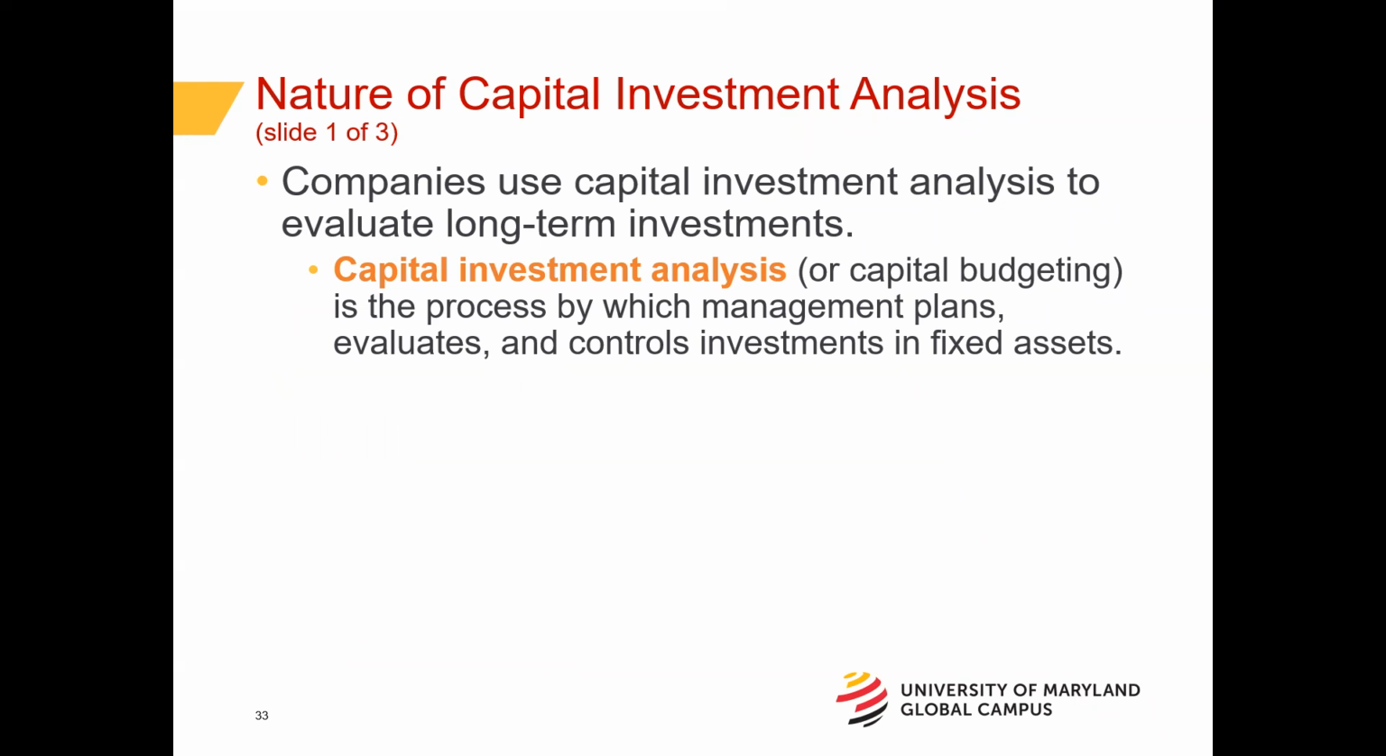What is capital budgeting, you might be asking? Capital budgeting is the process by which management plans, executes, and controls investments in fixed assets. As you recall, fixed assets are property, plant, and equipment. It could also be other long-lived assets, for example intangible assets like patents, trademarks, goodwill. These are all intangible fixed assets. Fixed assets also include property, plant, and equipment. That's the typical.